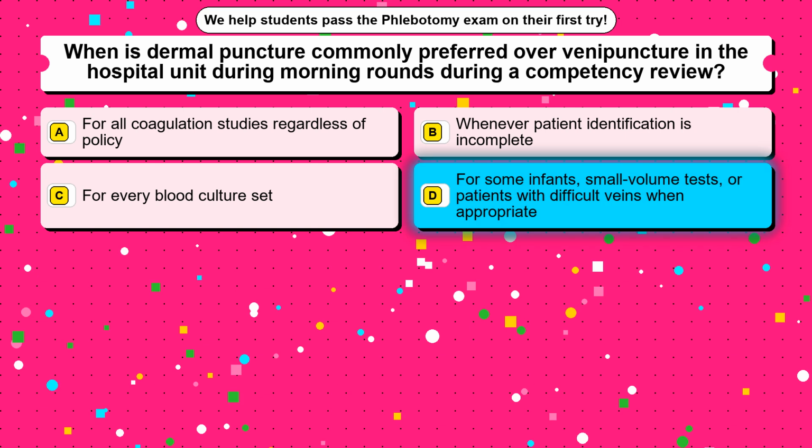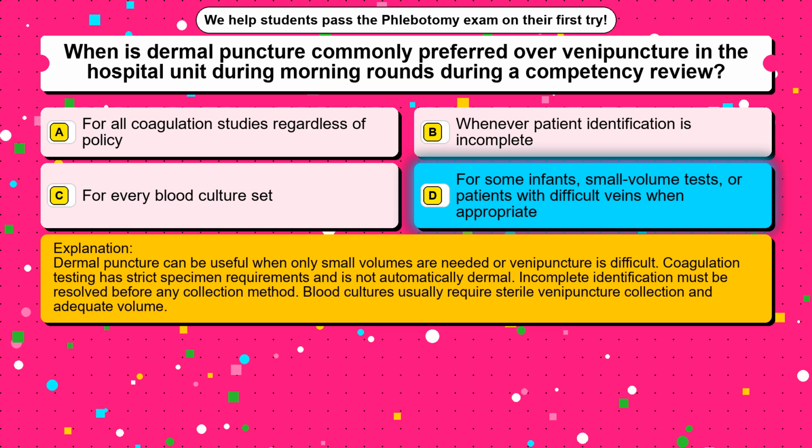The correct answer is option D. For some infants, small volume tests, or patients with difficult veins when appropriate. Dermal puncture can be useful when only small volumes are needed or venipuncture is difficult. Coagulation testing has strict specimen requirements and is not automatically dermal. Incomplete identification must be resolved before any collection method. Blood cultures usually require sterile venipuncture collection and adequate volume.